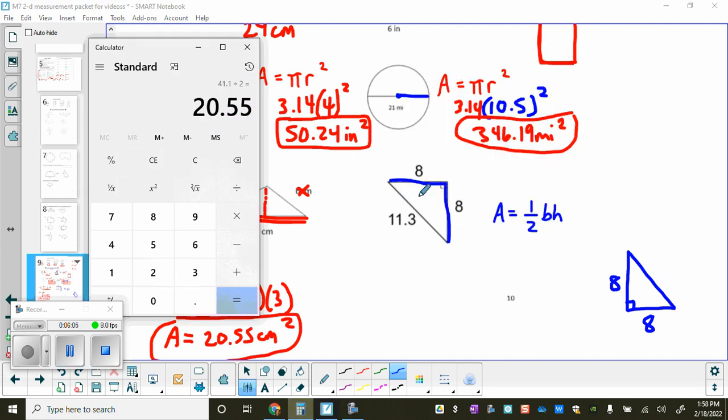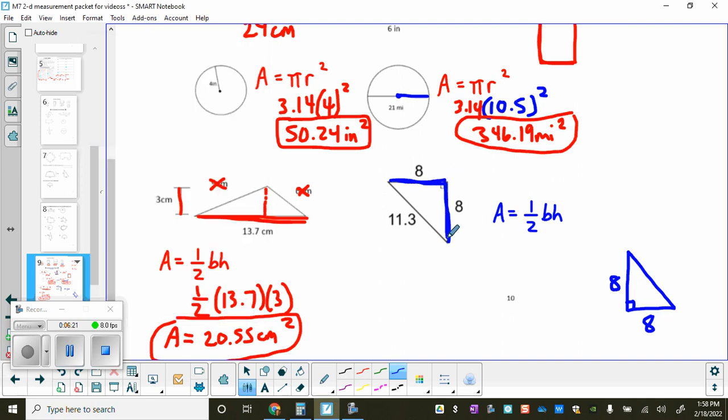Now the Pythagorean theorem, friendly reminder that the Pythagorean theorem says if I do 8 squared and add it to 8 squared, and then I do the square root of that thing, that's where they got the 11.3. But I don't need that for this problem. I don't care about that because we have the base and the height. We have the 8 and the 8. All right. So depending on how the triangle looks, you might need some help from me showing you what the base and the height are.